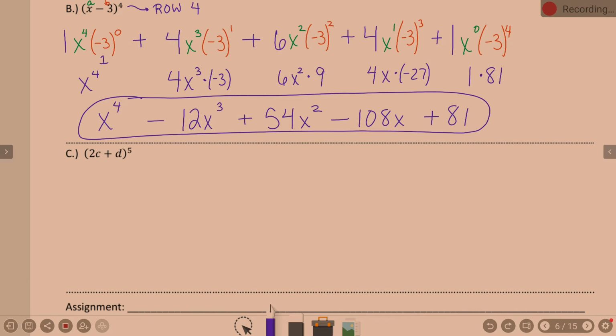2c plus d raised to the power of 5. Row 5. Get that row 5 in there. We are going to be talking about row 5, which means how many terms am I going to have? 6. Okay, what are my row 5 coefficients? 1, 5, 10, 10, 5, 1. Maybe I overkilled a little bit spacing it out so much, but I have room.